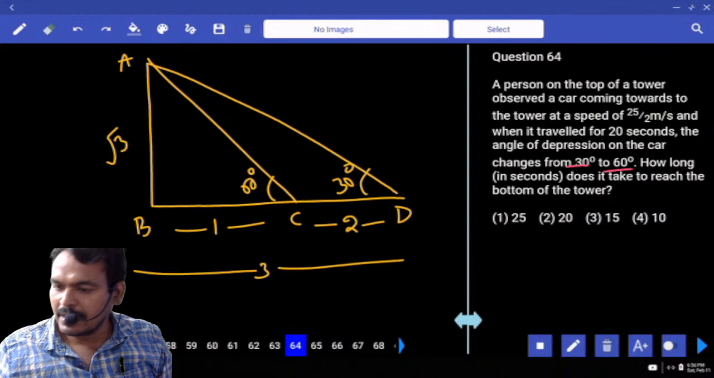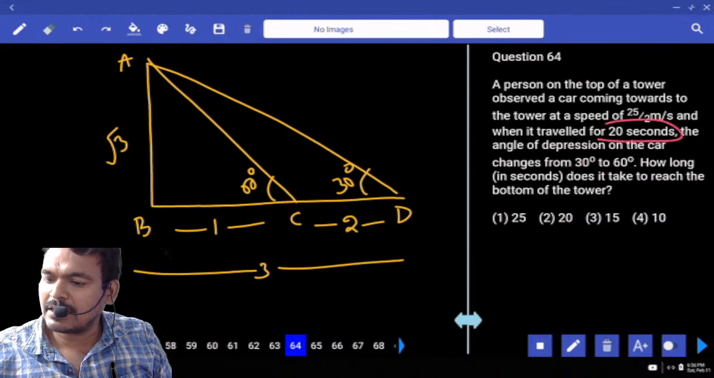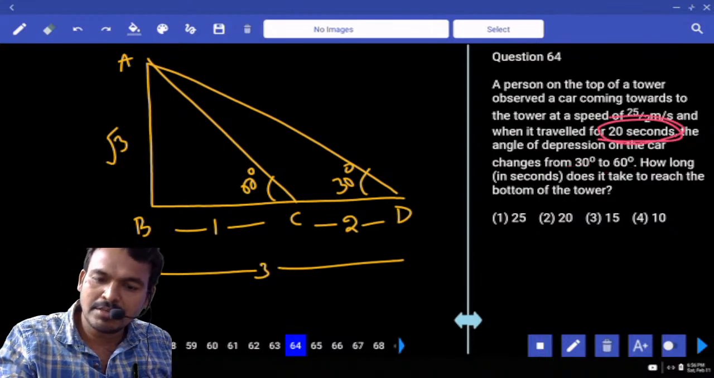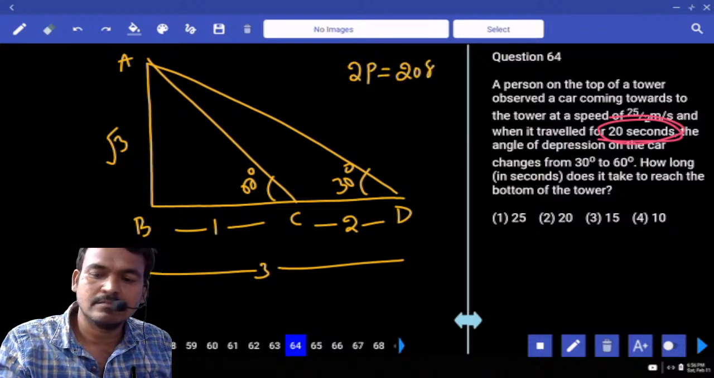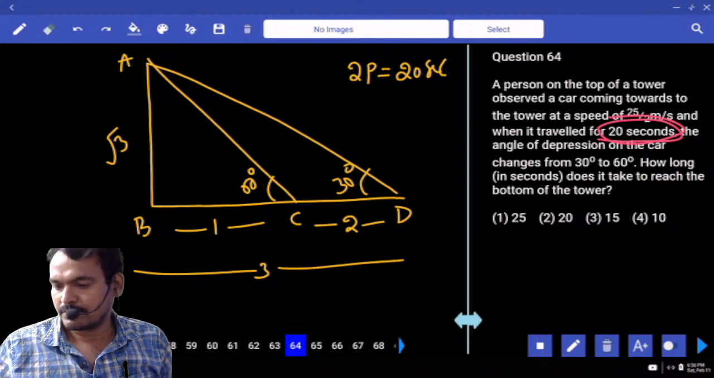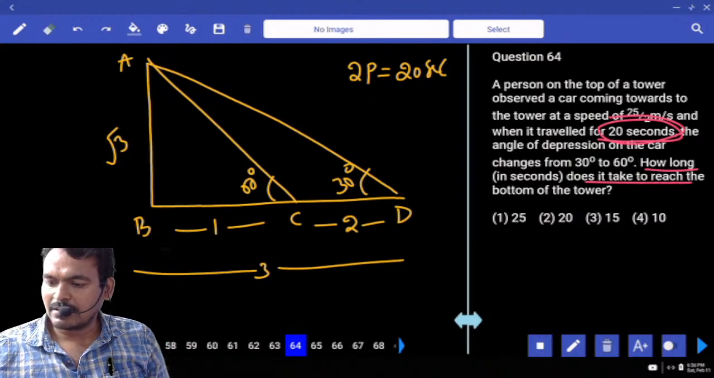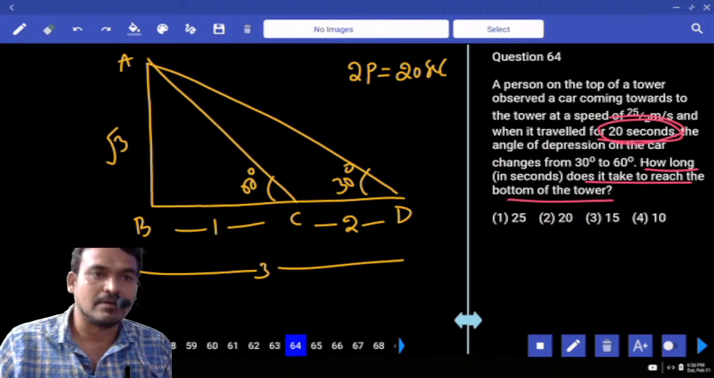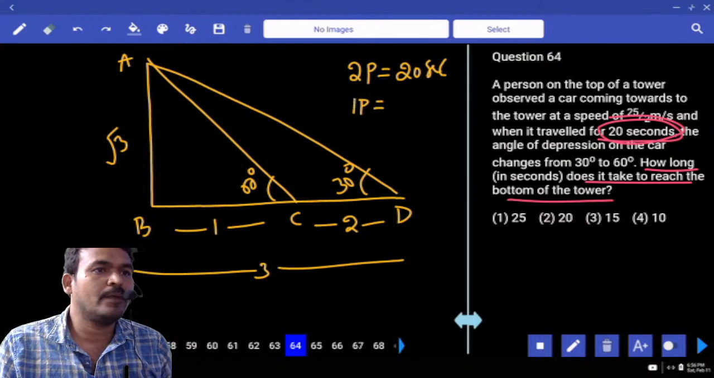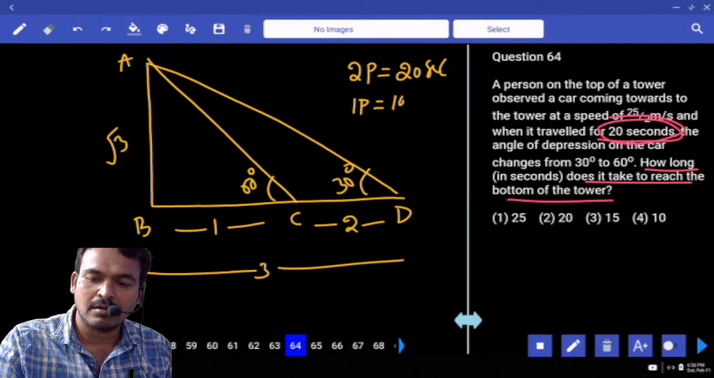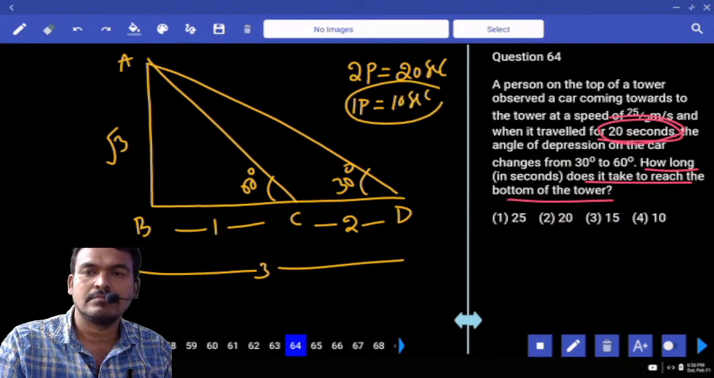Okay. And here, first time how many seconds are taken? 20 seconds. Means 2 parts is how many seconds? 20 seconds. What is the question here? How long does it take to reach the bottom of the tower? Means we require how many parts? One part. Two parts are 20 seconds, then one part is 10 seconds.